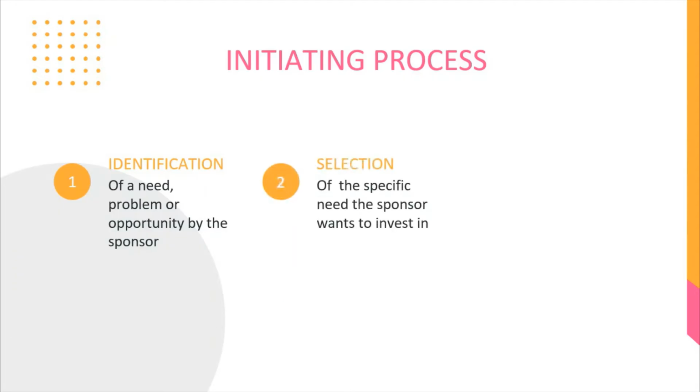The next step is selection. After identifying the needs that would help us achieve our long-term goals, the next step would be to choose one among the list of needs. Why do we need to choose? Because obviously we have limited resources available and we can work on only one thing at a time. Therefore, we need to prioritize.